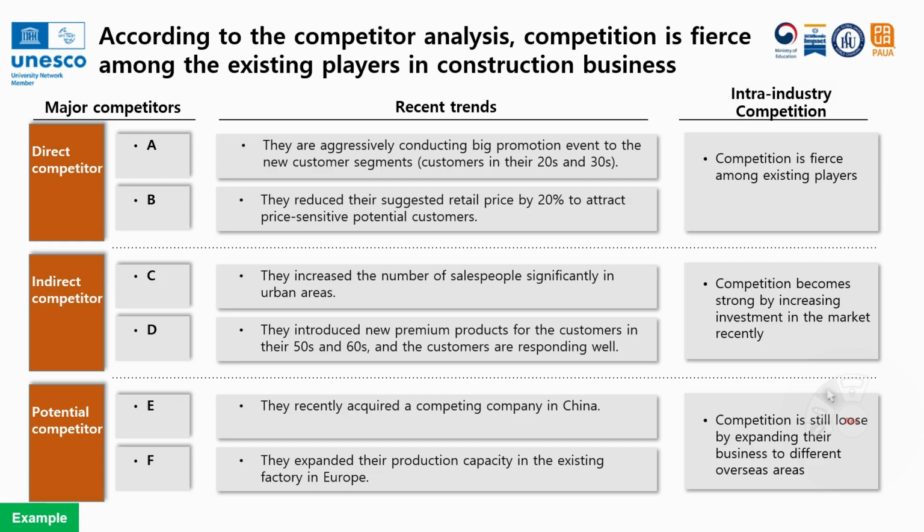So in the case of the potential competitor company E, they recently acquired a competing company in China, and in the case of F, they expanded their production capacity in the existing factory in Europe. So when we think about overseas strategy, and China or Europe might be the candidates to enter, we also have to take those factors into consideration in building the business strategies.